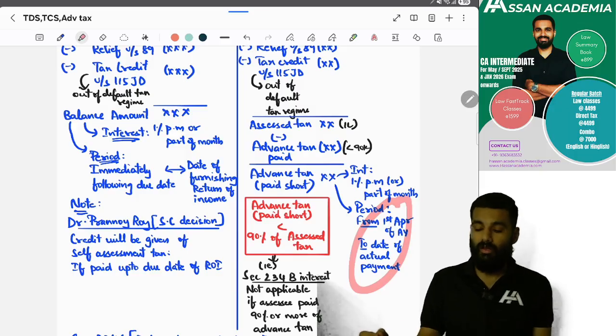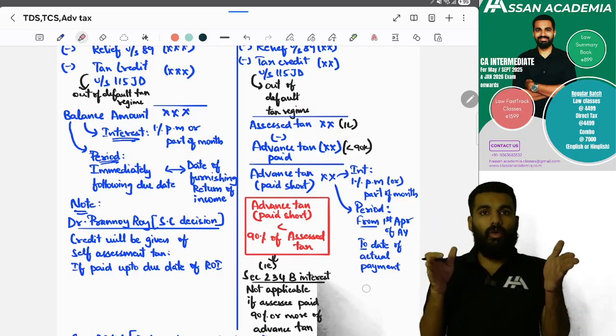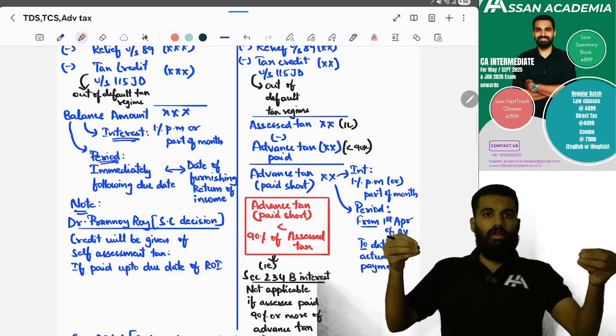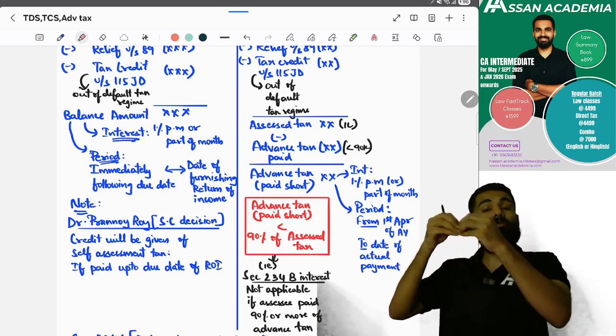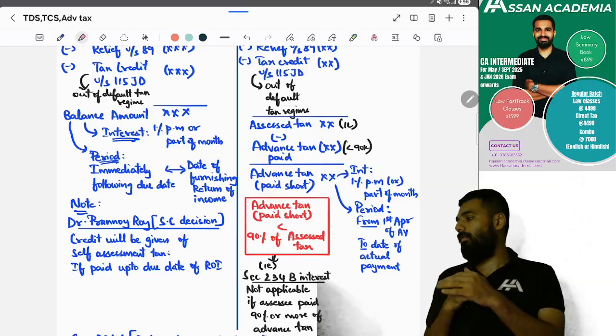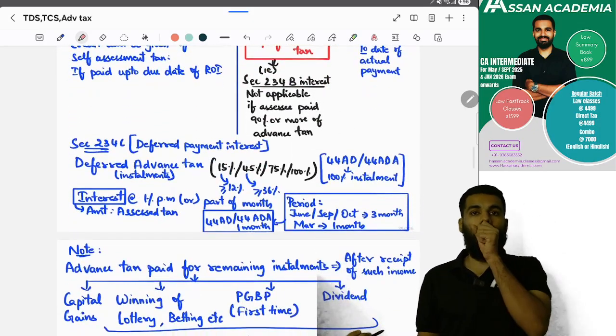Why 1st April of the assessment year? We told that advance tax can be paid during the previous year. So it is from 1st April of the assessment year to the date of actual payment, 1% per month or part of the month, 234B interest will get calculated.